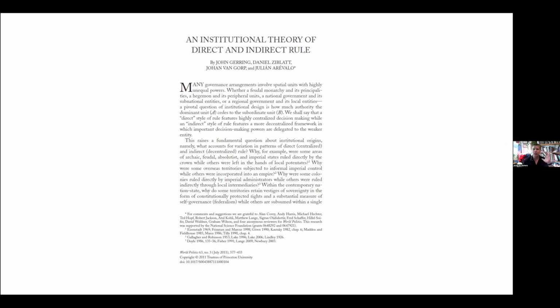But whenever we're in a conceptual conundrum, we have trouble understanding things, I think it's useful to reach out to our colleagues in political science. So this is an article that was written by Gehring et al. about almost 15 years ago, and it's called An Institutional Theory of Direct and Indirect Rule. It drew on historical examples from a pretty extensive breadth of time, and also looked at a lot of dynamics that existed in different places.